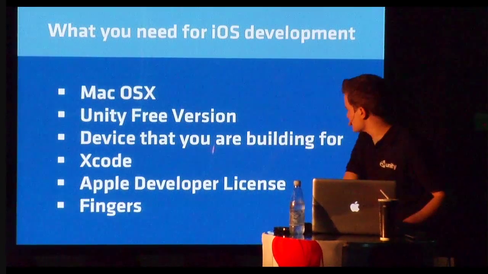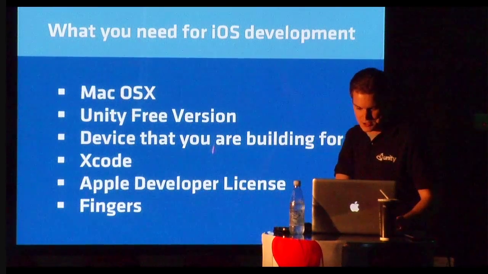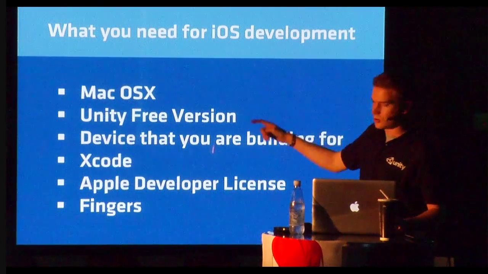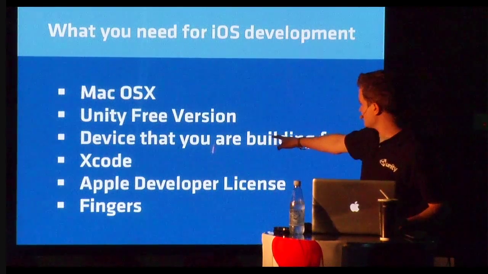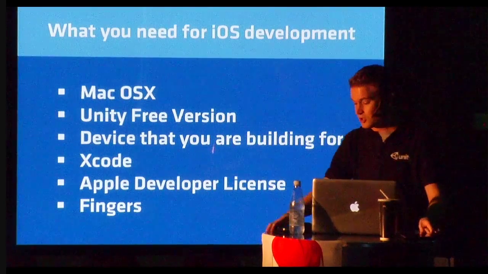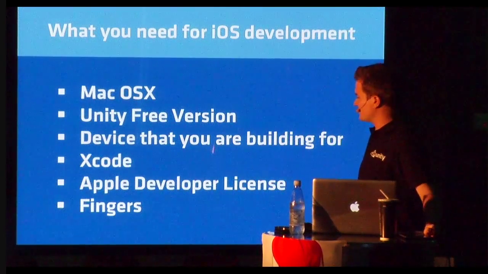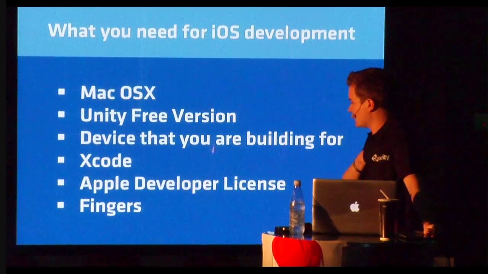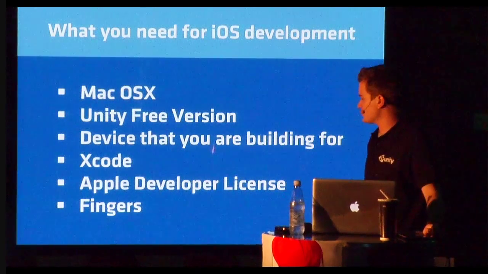So this is kind of a checklist for when people say, right, I want to make some iOS games. I want to use Unity because you rave about it all the time and you don't shut up about it. So what do you need? If you make iOS, you need a Mac or a Hackintosh or whatever it's called. You need the free version, you don't need the pro version. You need the device that you are building it for. So obviously, if you want to build for Nexus 7, get a Nexus 7, or an iPhone. You need Xcode, and I'll talk about that in a bit. You need an Apple developer license. I think that's about $99 or 60 quid, which is about, I'm not sure how many euros that is, a year. And that basically gives you permission to build to a device and set up a device.